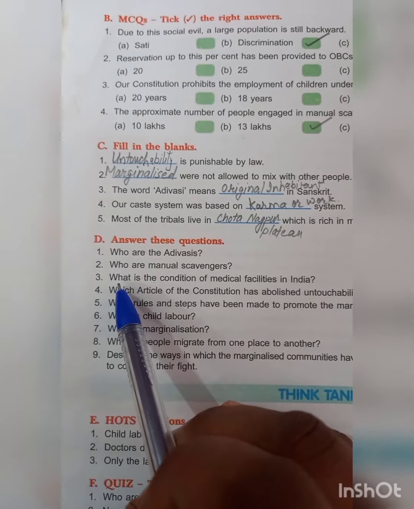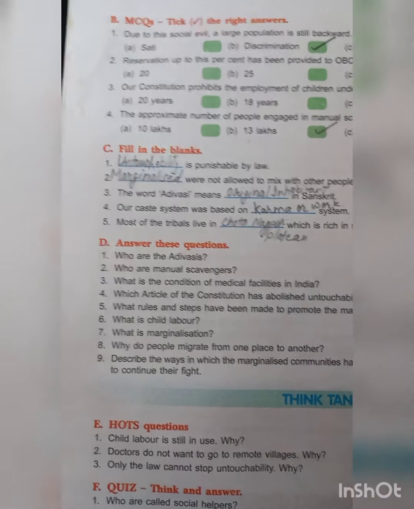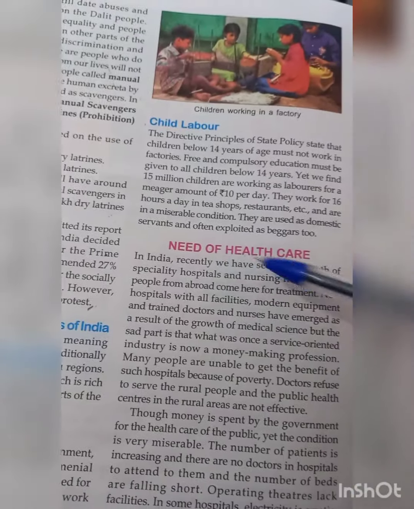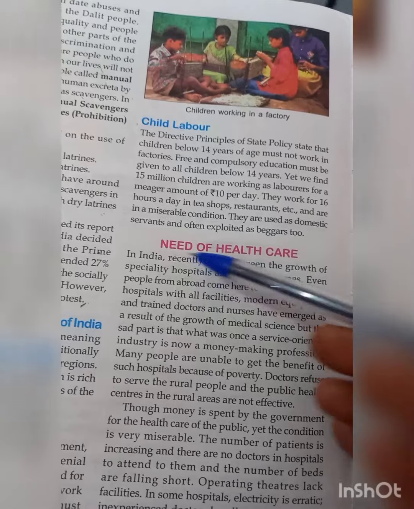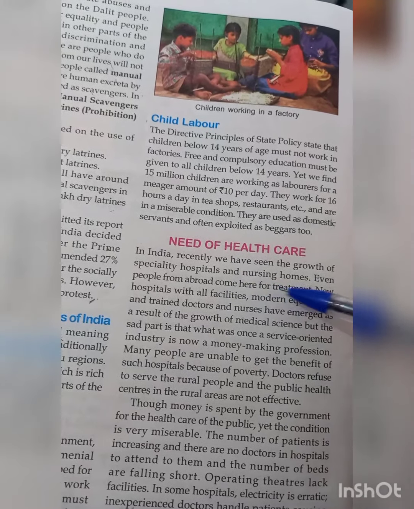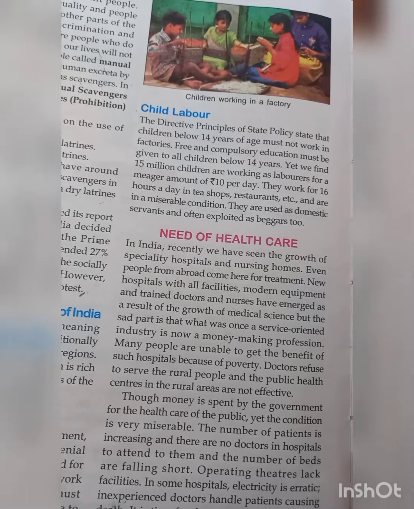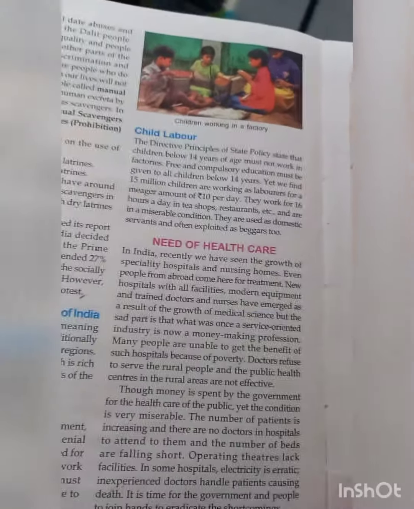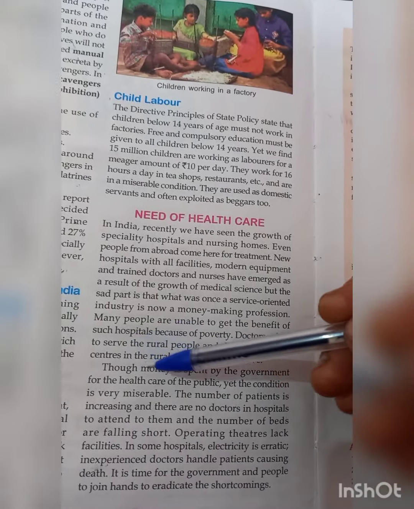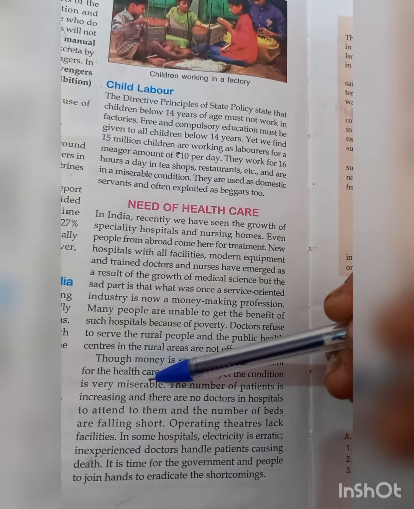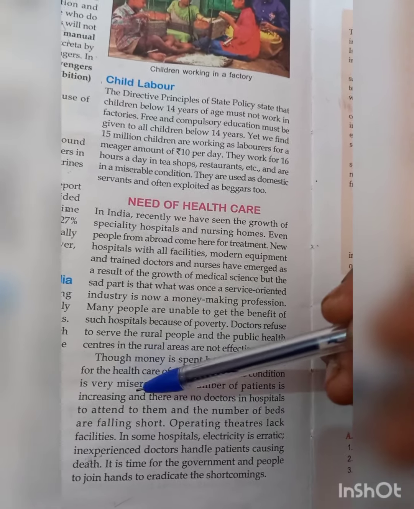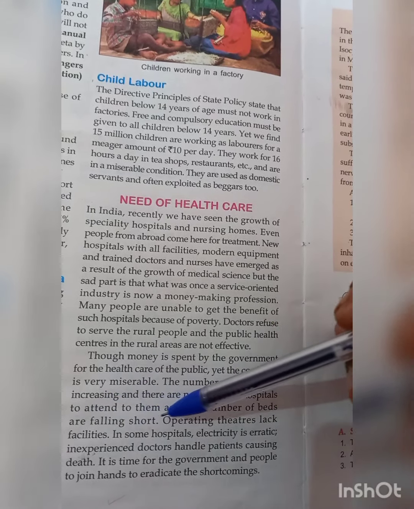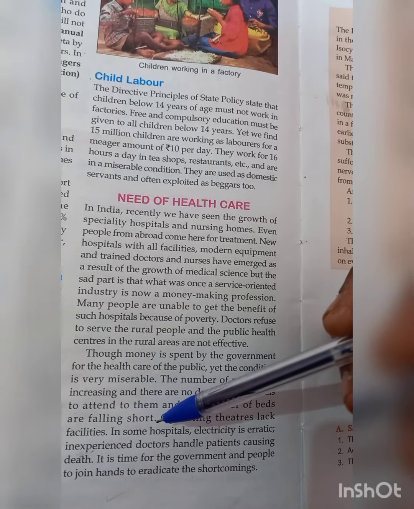Question number 3 is: what is the condition of medical facility in India? Answer is given on page number 198. Recently in India the growth of specialized hospitals and nursing homes has occurred, and even people from abroad come here for the treatment. Though money is spent by the government for health care in the public sector, yet the condition is miserable. The number of patients is increasing and there are no doctors in the hospital to attend them, and the number of beds is falling short.